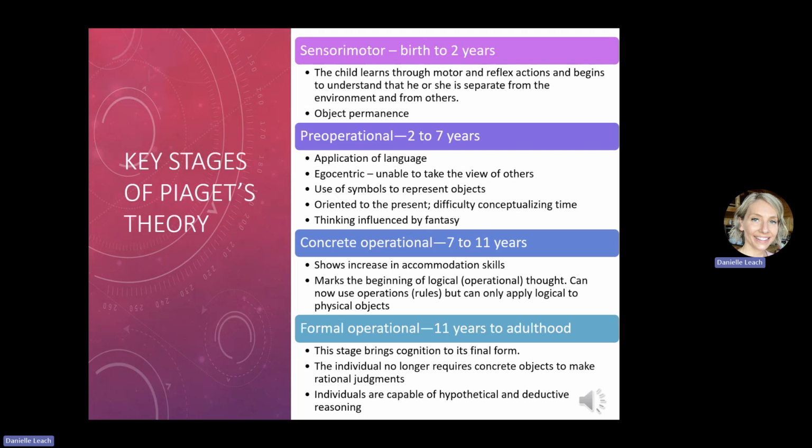The last stage is formal operational, 11 years to adulthood. So basically their development cognitively is coming into its final form. They can now move past thinking only about physical or concrete objects, and now they are capable of thinking abstractly or hypothetically. So basically, they're more able to think critically at this time.